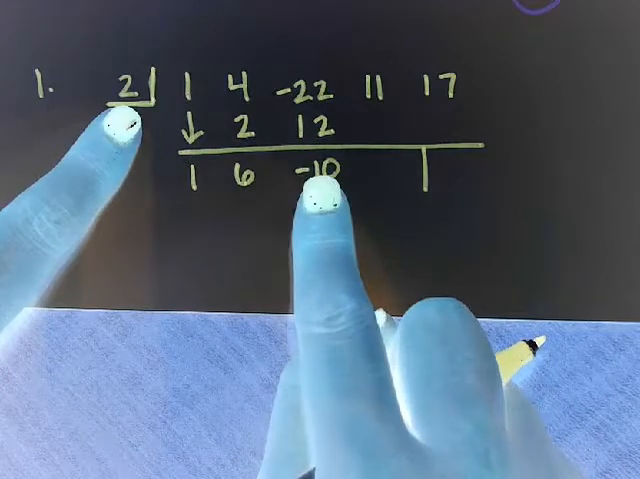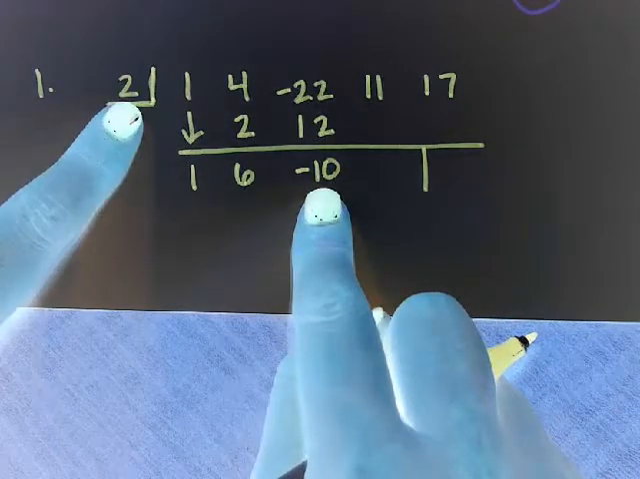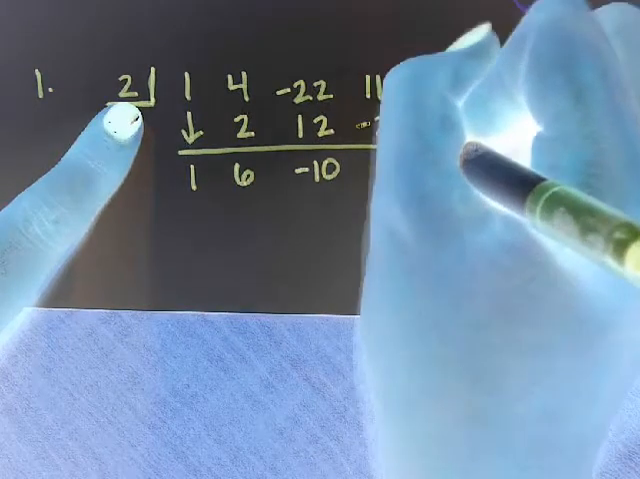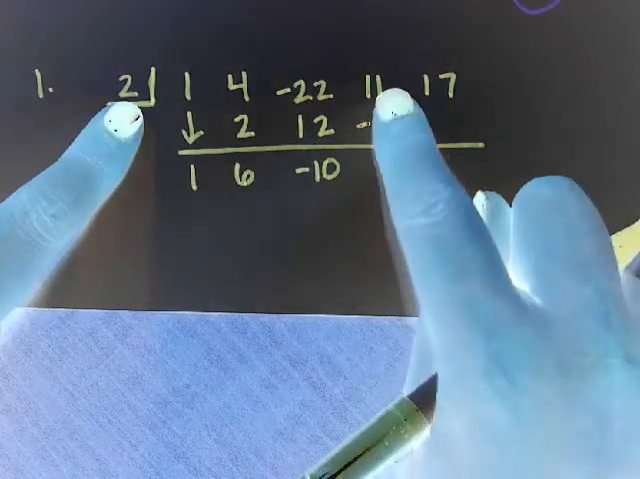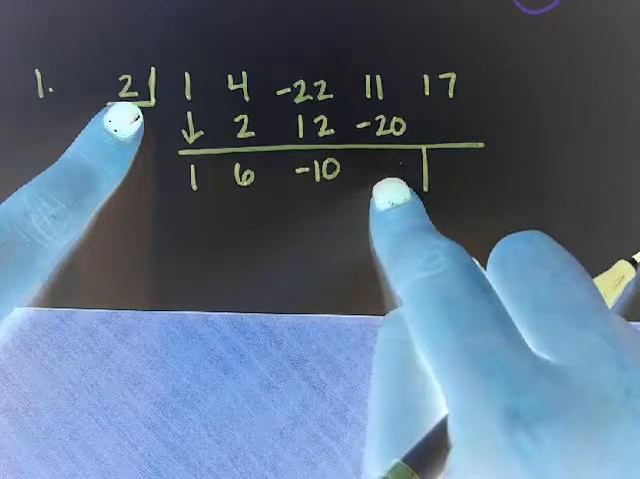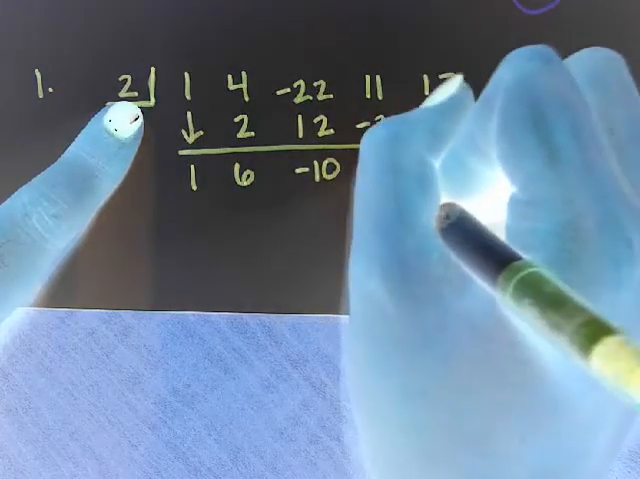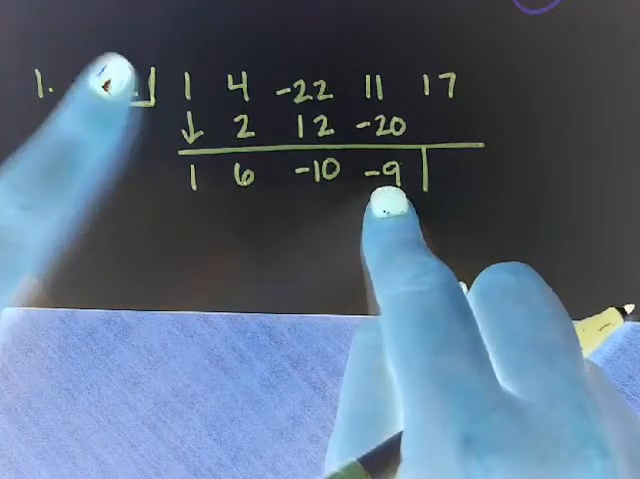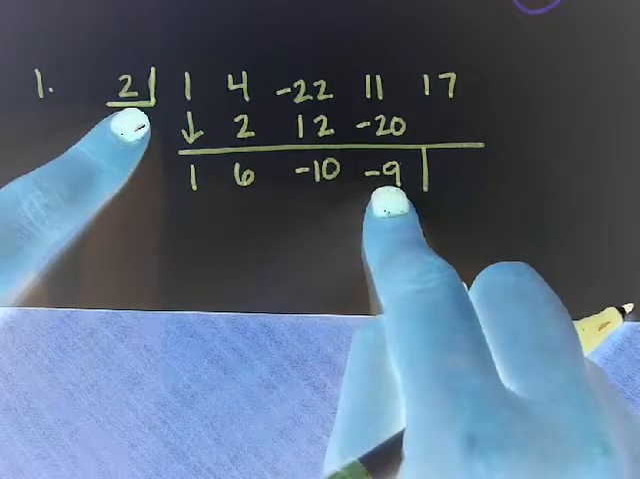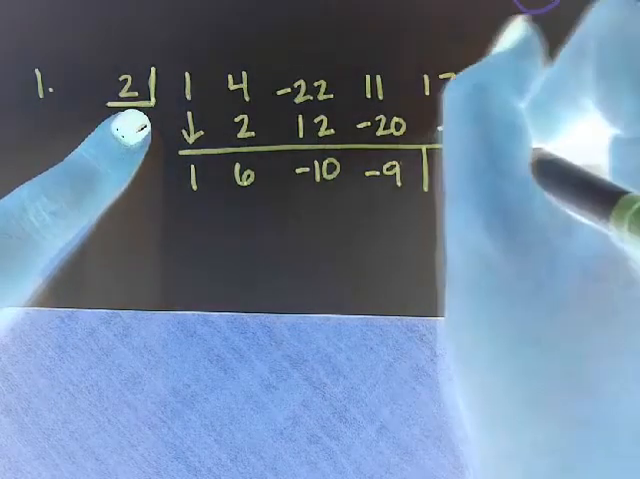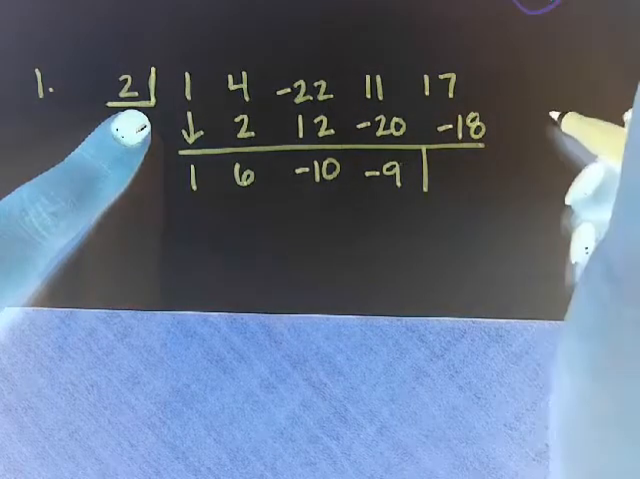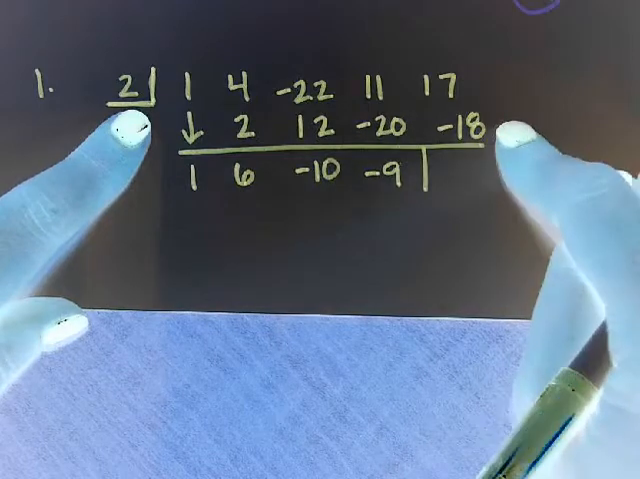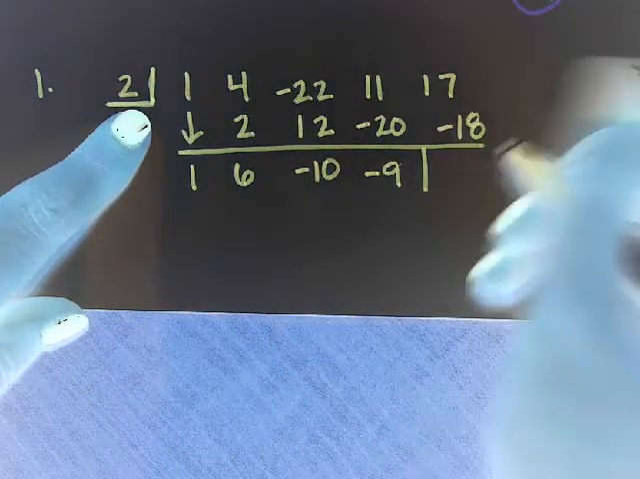Then I do negative 10 times 2 is negative 20. And I say 11 minus 20 is negative 9. And then I say negative 9 times 2, negative 18. And 17 plus negative 18 is negative 1.